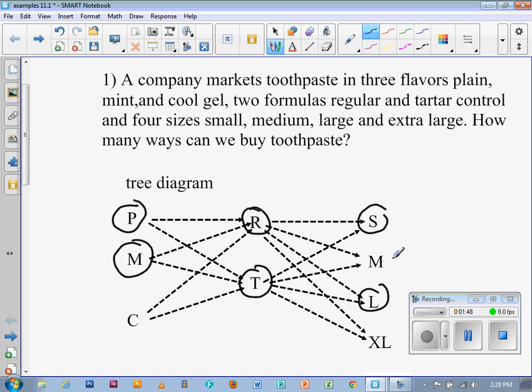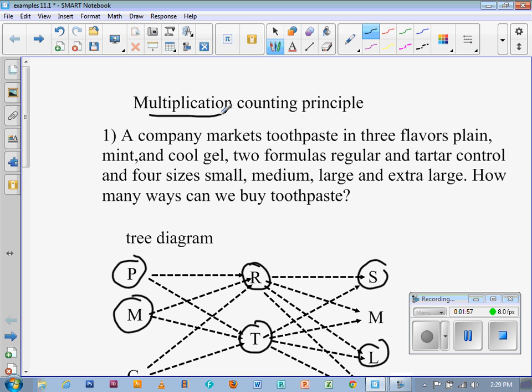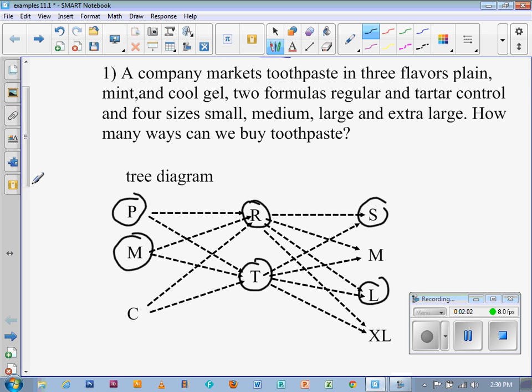When you counted these up, hopefully you counted all the different paths, but the easiest way that I know to figure out all the different ways is called the multiplication counting principle. What you do is simply count how many different flavors of toothpaste we have here, which is 3. There's also regular or tartar control, so there's 2 there. And then there's 4 sizes. All you have to do is multiply those values together to get your total number of ways in which to buy toothpaste. 3 times 2 times 4, of course, is 24. So we have 24 options for purchasing toothpaste.